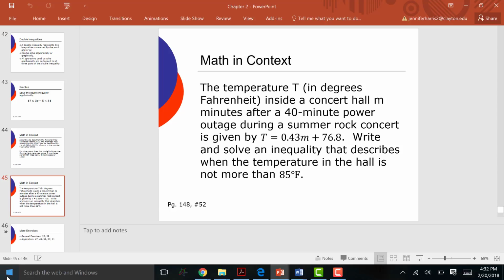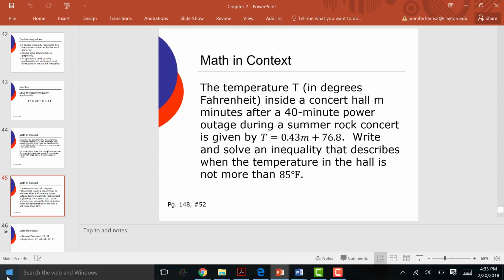All right, so let's make sure we understand the problem. What are we talking about? The temperature where? At the concert hall, okay? And what happened? Are you expecting it to get warmer if you're at the concert and the air isn't working? Yeah. Okay, so we're in agreement. They're trying to figure out, can we write an inequality statement that describes when the temperature in the hall is not more than 85 degrees? I need to know what that not more than means. Less than or equal to 85 degrees. So they're trying to figure out how much time we have to fix the AC to keep people comfortable up to a certain temperature. We try not to let the temperature get over 85 degrees in the concert hall.